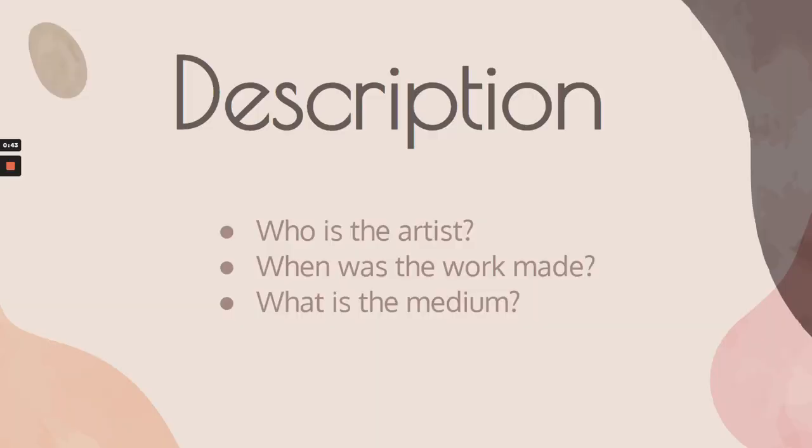So firstly, there is description, and this is kind of like your background research, if you will. This step is looking at all the obvious things of the work you're looking at. So what you're going to want to know is who is the artist, when was the work made, what is the medium, stuff like that. You're also going to want to describe what it is exactly that you see. So I'm going to be using an example for this process to help you get a better feel for how this goes.